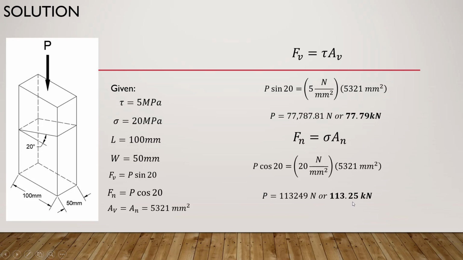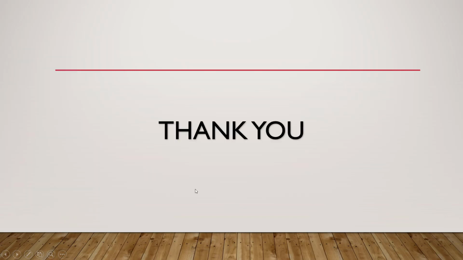So now we need to decide what will be the maximum force. Of course, the smaller one, because when we load 113 kilonewton to the compression block, it will be damaged because the block can only carry 77.79 kilonewton in shearing. It means that when the force P becomes greater than 77.79 kilonewton, our compression block will be damaged because the grains will slip. So that's all.